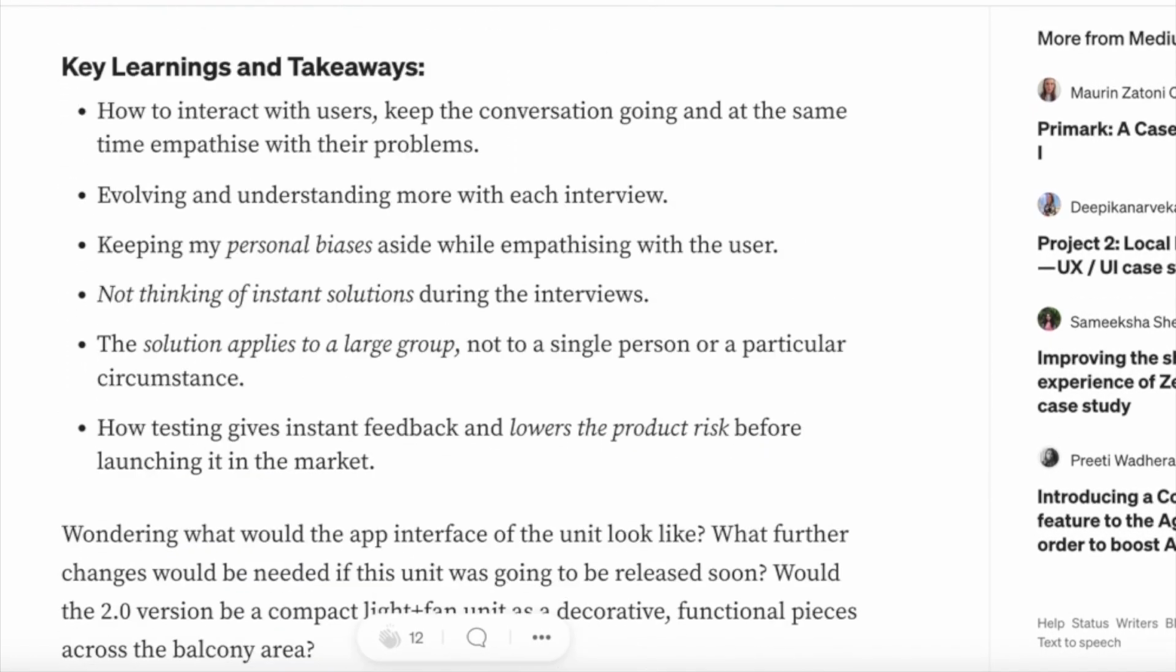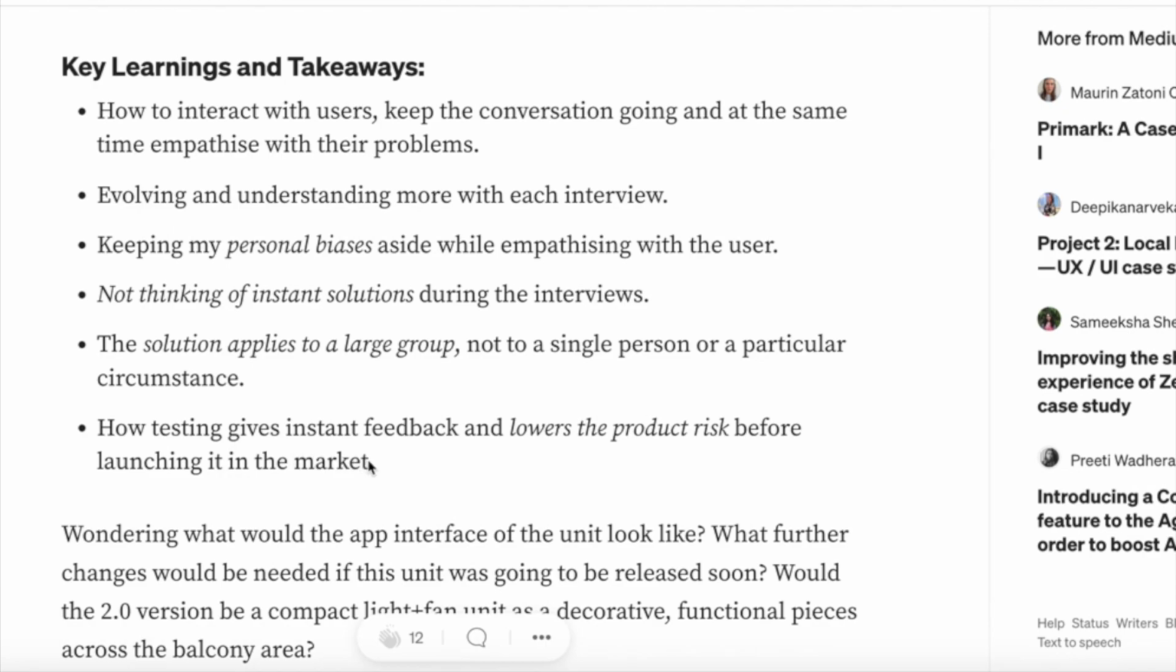The key learnings and takeaways from this project were: number 1, how to conduct a user interview, how to keep the conversation going, keep personal biases aside, at the same time empathize with the users. Not to think of instant solutions during the interview process. Think about solutions that would be applicable to a larger group instead of a single person in a particular circumstance.